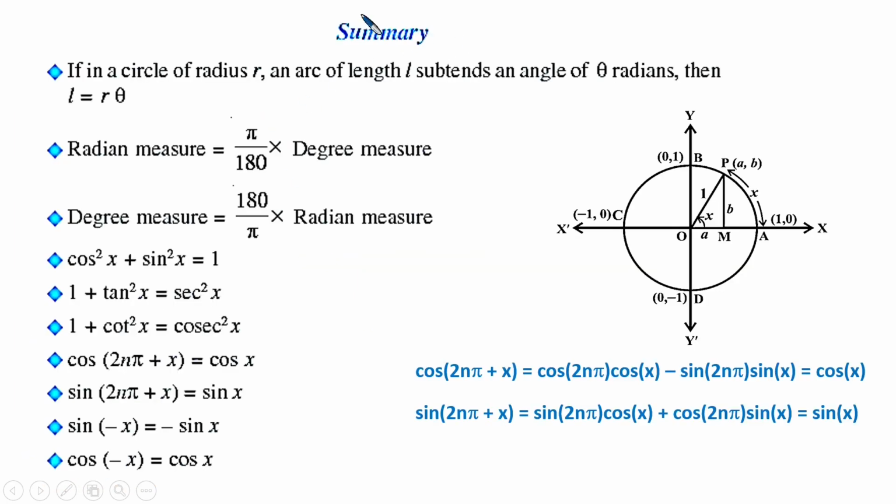Now let us go to the summary of your chapter given in your textbook. This I have just simply copied and pasted here instead of writing again. So this is exactly the same as in your textbook. That is, if in a circle of radius r an arc of length l subtends an angle theta, then l is equal to r theta, which we have done. Radian measure, which we have said, is pi by 180. If you want radian, you have to multiply the degree with pi by 180. And if you want degrees, then the top one will be radian because you want degree, so this radian cancels and you get degree.